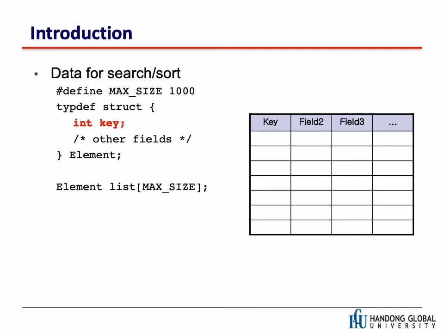In this slide, we have a structure with a key and the other fields, I mean the data fields. Okay, so this is one structure. And basically, we're going to use an array of this structure: element, list, max size. We learned linked lists, and we learned trees, and we didn't talk about graphs, but basically we can use graphs and some other structures. But in this chapter, we're going to focus on an array.